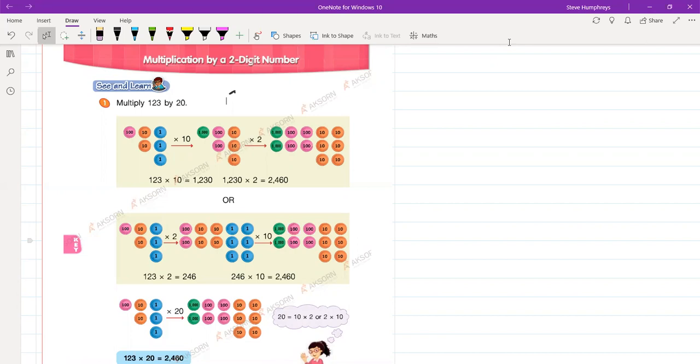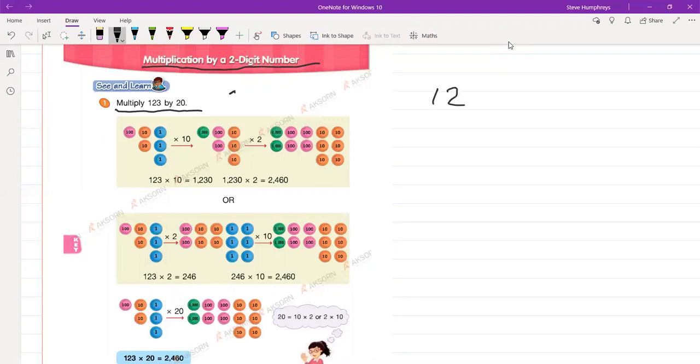Okay, we're moving on to page 90, multiplication by a 2-digit number. Last time we multiplied by a 1-digit number. Now we're going to multiply by a 2-digit number. Okay, here's an example. It says multiply 123 by 20.